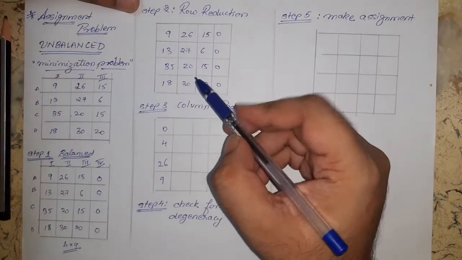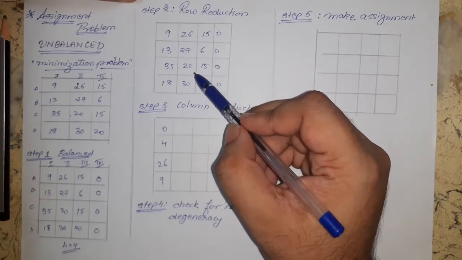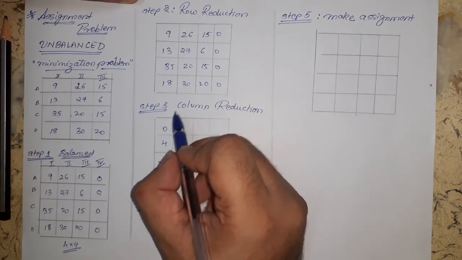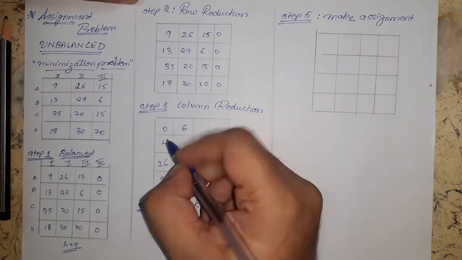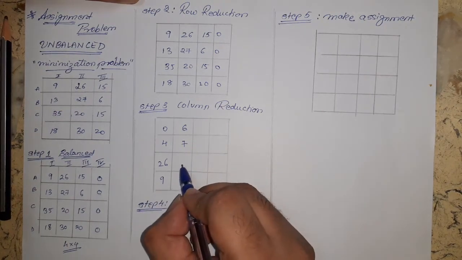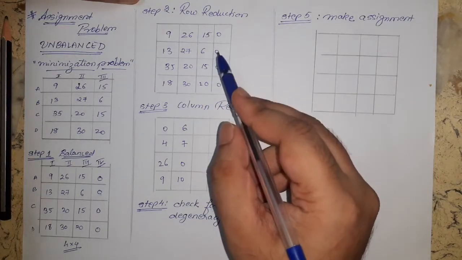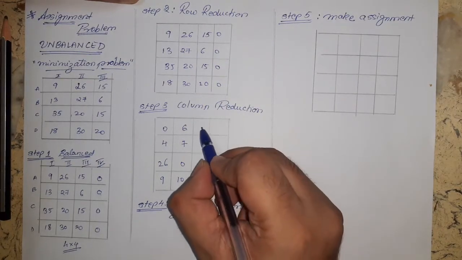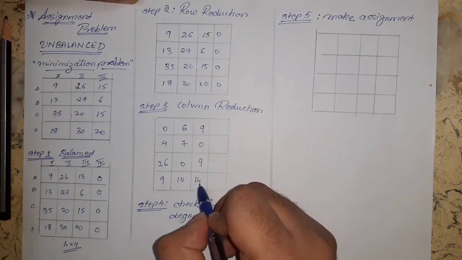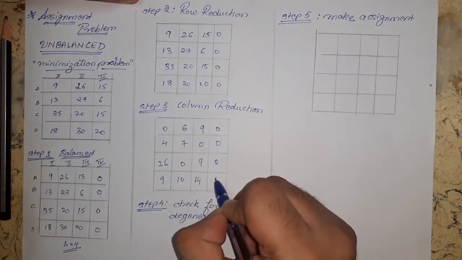Same way, in the second column, the lowest value is 20. So 26 minus 20 will give you 6, 7, 0, 10. Same way in the third column, the lowest is 6. So we have 9, 0, 9, 14. And in the last column it is 0. So eventually it is 0 all the way.